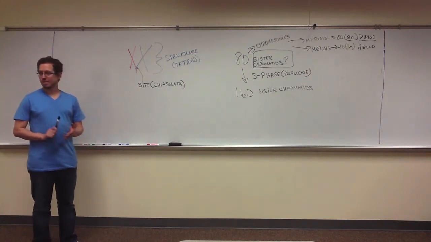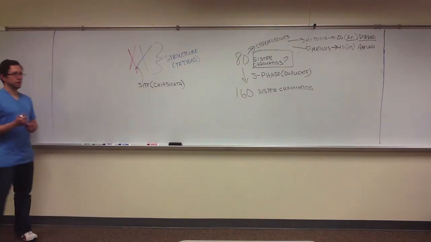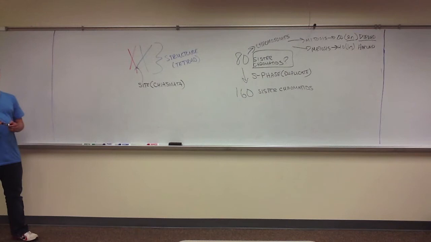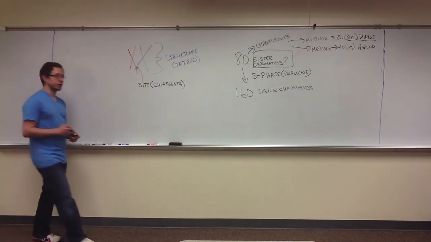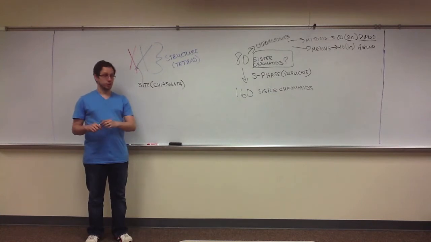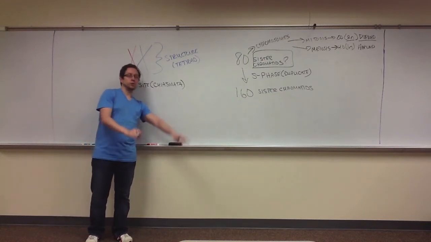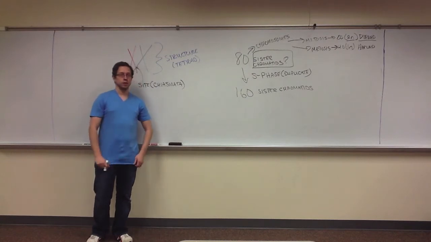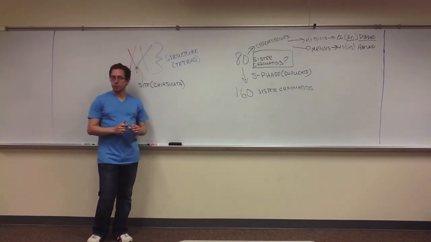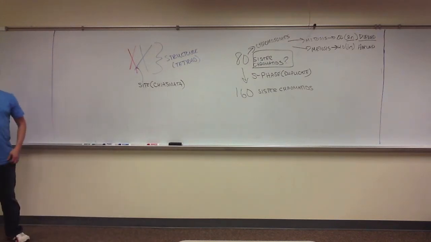Which structure has been separated during meiosis 1? That's number 7. So what structure is separated in meiosis 1? Remember, homologous chromosomes. Meiosis 1 separates homologous chromosomes. Meiosis 2 separates sister chromatids. So if it's asking for meiosis 1, the structure that's being separated is going to be homologous chromosomes.